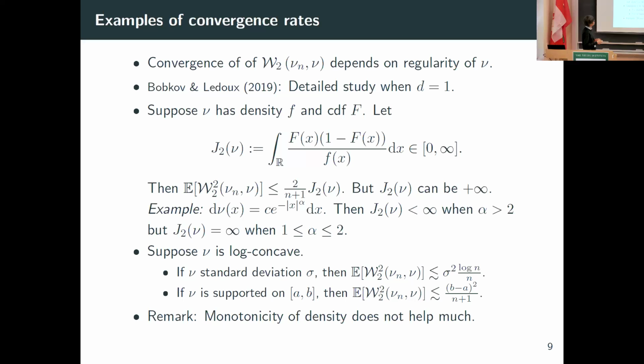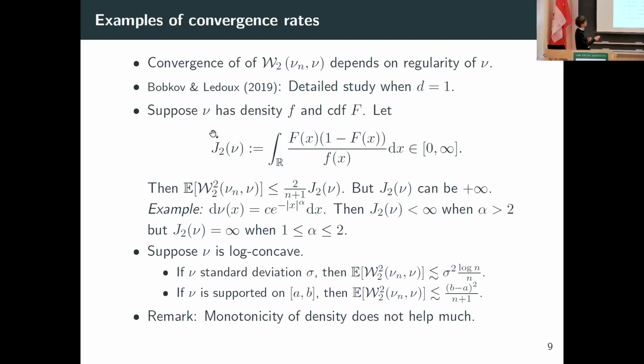It's like you are weighting the tail of the distribution according to the density. So it's like a relative importance of this. Then you can show that in all cases, the Wasserstein 2 expected value squared will be bounded above by this constant divided by n, basically. So when this J2 is finite, then you have the parametric rate. So this is the constant. But on the other hand, this is a very strong condition to say that this J2 is finite.